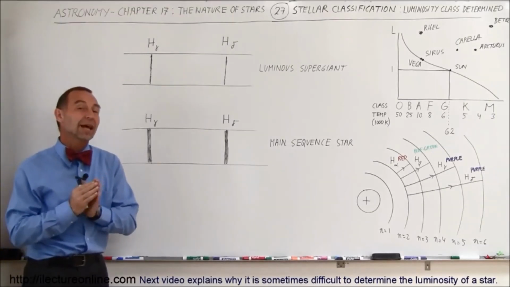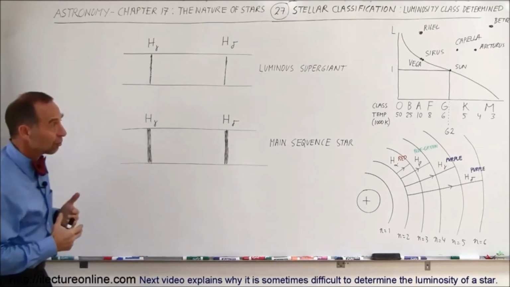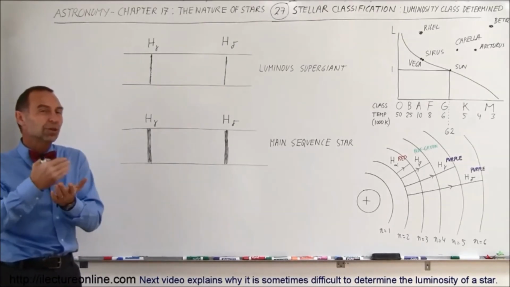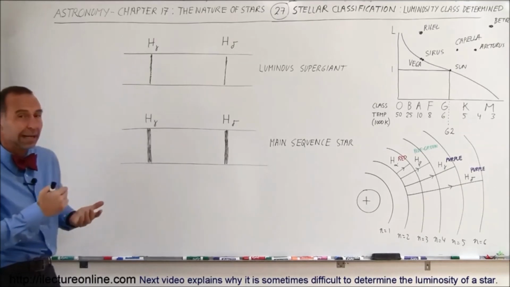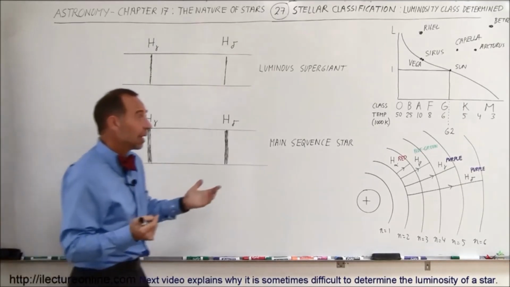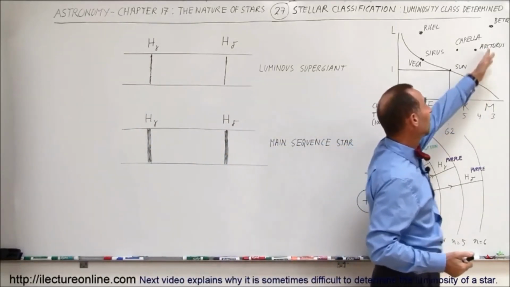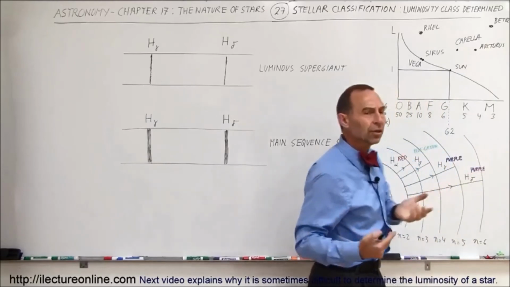Welcome to ilectureonline, and now let's take a look and see how they determine the various luminosity classes. We may wonder how they determine the difference between a main sequence star and a giant star when the colors are the same. For example, we may have an M-class star. It could be a main sequence star. It could be a red giant. How do we tell the difference?